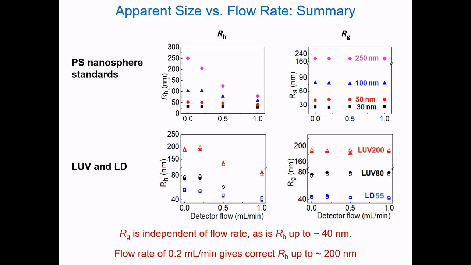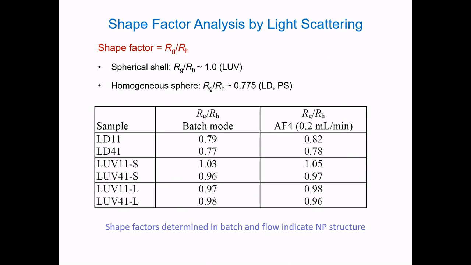slowest detector flow rate. Due to incorrect determination of hydrodynamic radius at higher detector flow rates, the calculation of shape factor was reasonable only at the slowest detector flow rate. The shape factors determined at 0.2 milliliter per minute are comparable to those determined in batch mode. The values of shape factors for lipid droplets reveal a homogeneous spherical structure, while the shape factors of vesicles indicate their spherical shell structure, which was also expected.